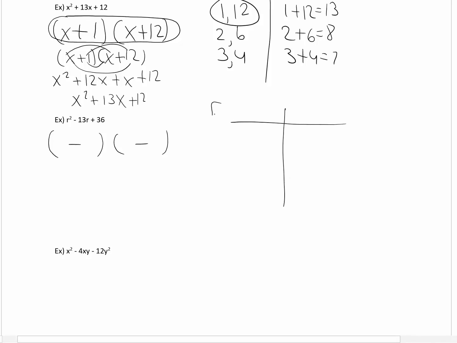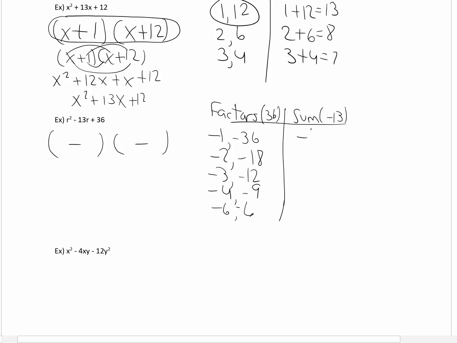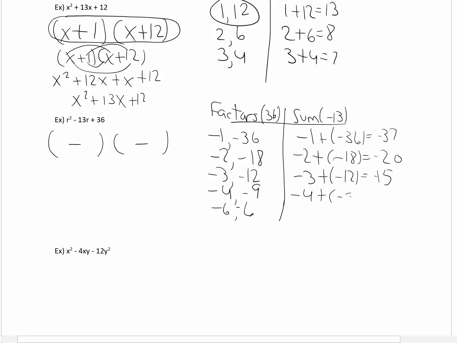So we'll do our factor sum table. Factors of 36 whose sum is negative 13. Let's write some of these factors out. Negative 1 plus a negative 36 is negative 37. Adding these two factors gives me negative 20. Adding these two is negative 15. So we don't need to go any further. We know these are going to be the two factors that we care about.